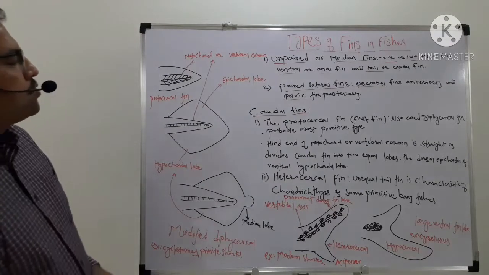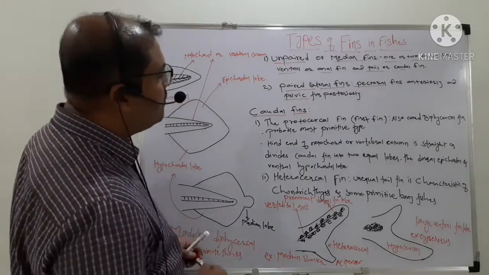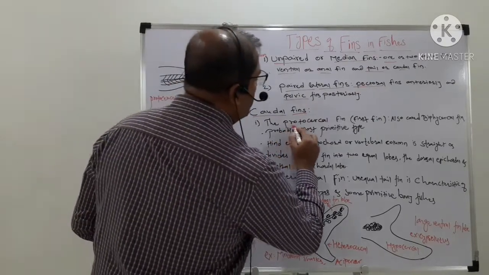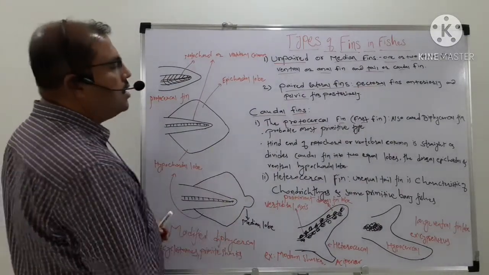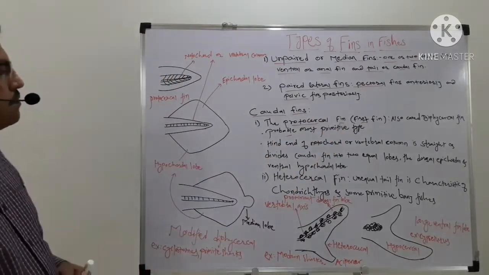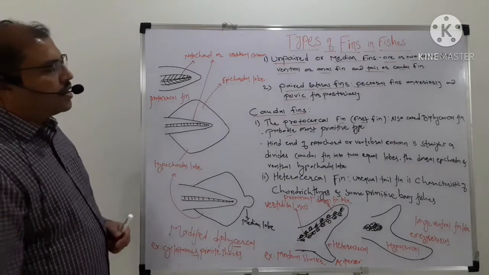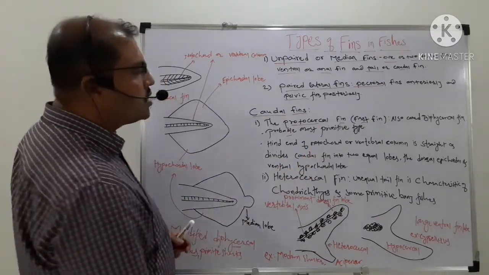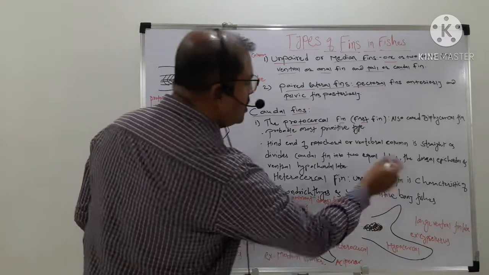This caudal fin is present in the tail region, that's why it is called a caudal fin. The first type of caudal fin is the protocercal fin, which is also called the diphycercal fin, and this is probably the most primitive type of fin. So this is about the diphycercal, the most primitive type of fin. The hind end of the notochord or vertebral column is straight and divides this caudal fin into two equal lobes, the dorsal epicaudal lobe.